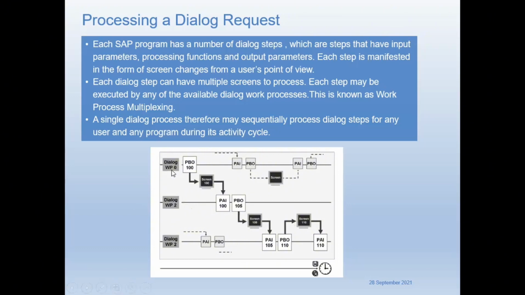One work process won't take the complete job. If the user is executing 100 screens, the 100 screens will be handled by 100 work processes. That means one user request will be handled by multiple work processes. Each screen the user is executing will be handled by a different work process. So this can be called multiplexing. Getting all of you?